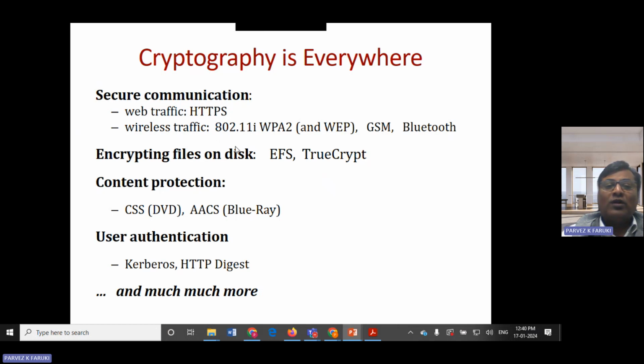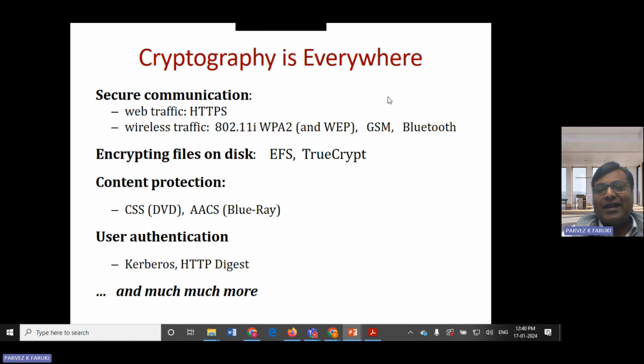So there's a protocol called 802.11i, which is also known as WPA2, and the wireless encryption protocol encrypts the wireless traffic. So encryption is a way to achieve security of information. Otherwise, by default, the information is usually private.